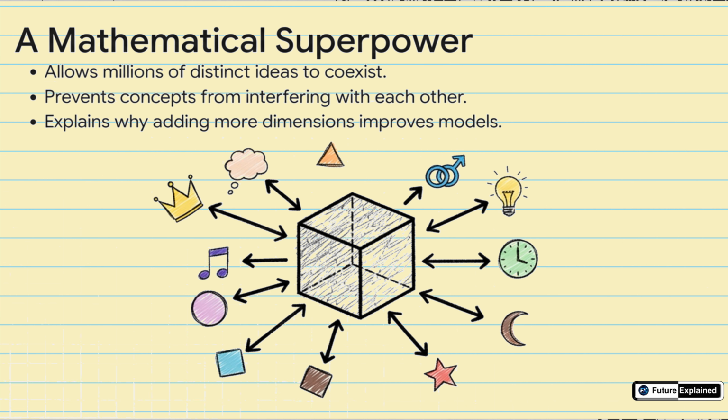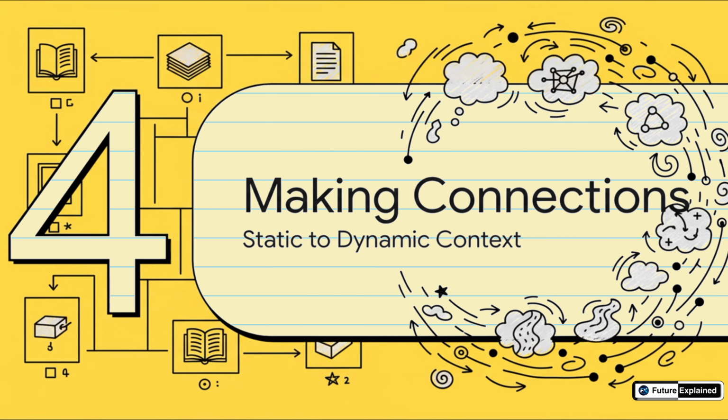This exponential capacity is basically a mathematical superpower. It's what allows the model to store millions of different ideas, each with its own unique direction, without them all blurring together and interfering with each other. It's how you can have a clear direction for royalty that's distinct from gender and distinct from everything else. And it's why just making these models bigger, with more dimensions, often makes them genuinely smarter.